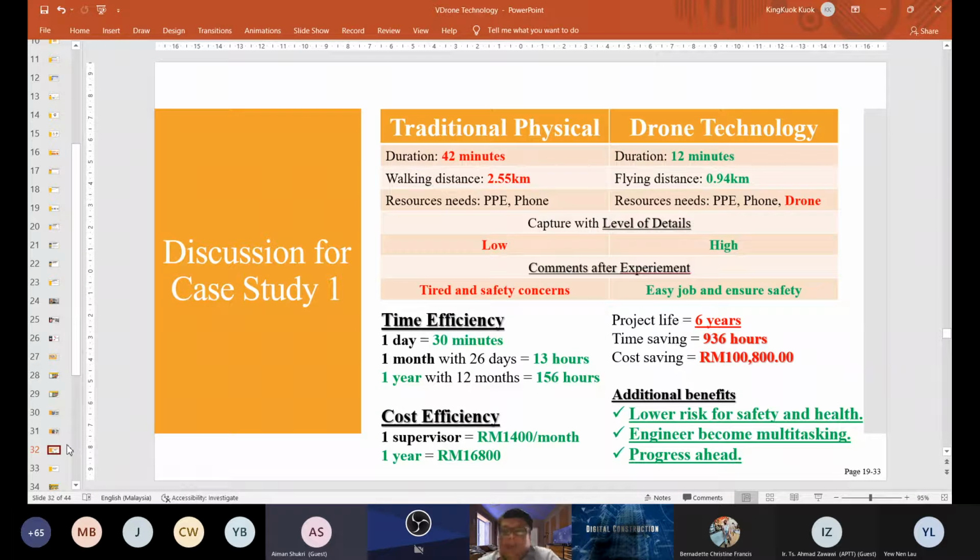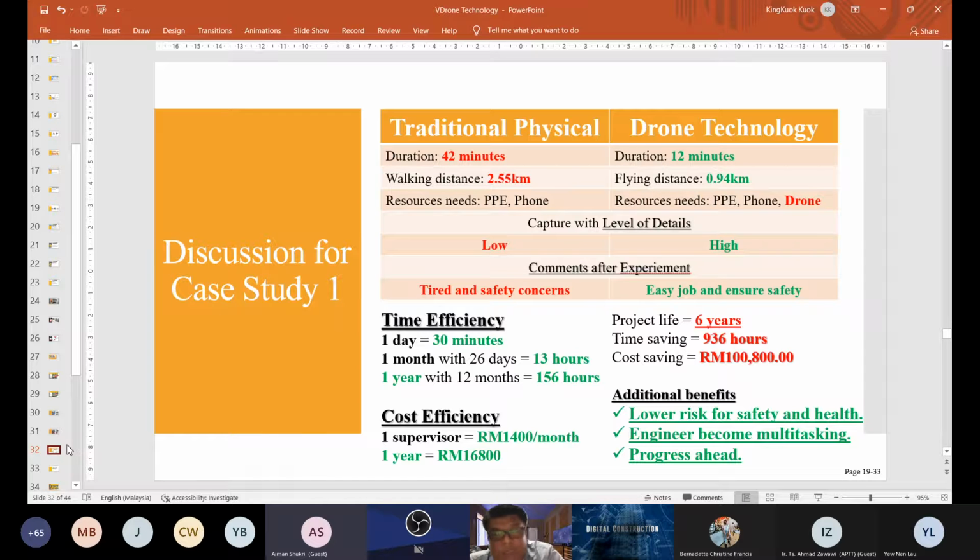Just now we mentioned that we want to find out how much time and how much cost we can save using drone technology compared to traditional physical monitoring. By traveling from point A to point B and returning to the original position, if we travel on foot, it takes about 42 minutes for one cycle of the monitoring process. The walking distance is 2.55 kilometers. But if you use drone technology, the drone flies over the particular area and takes the pictures in only about 12 minutes. Because the flight is straight, without turning here and there, the flying distance is only 0.94 kilometers.